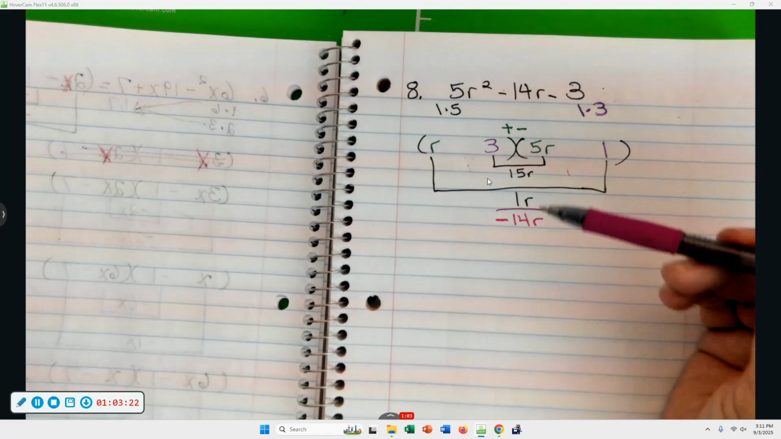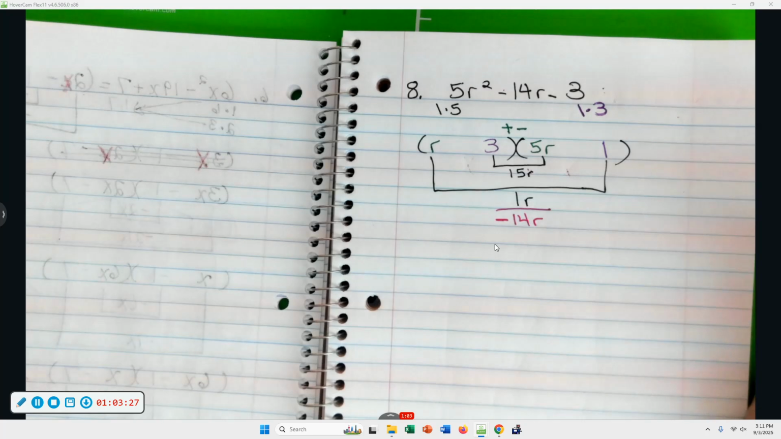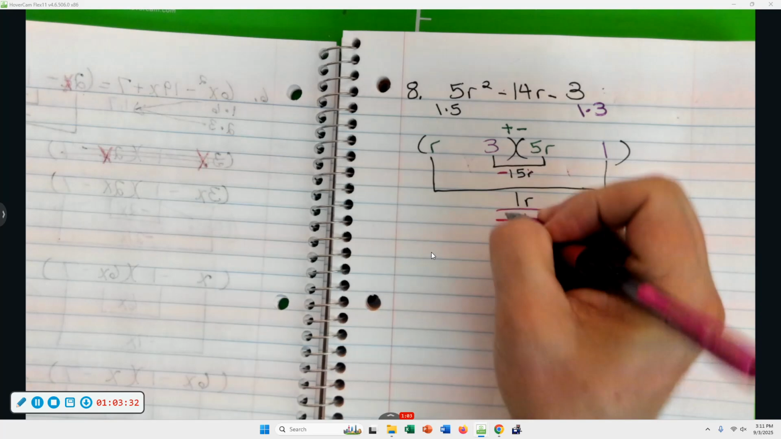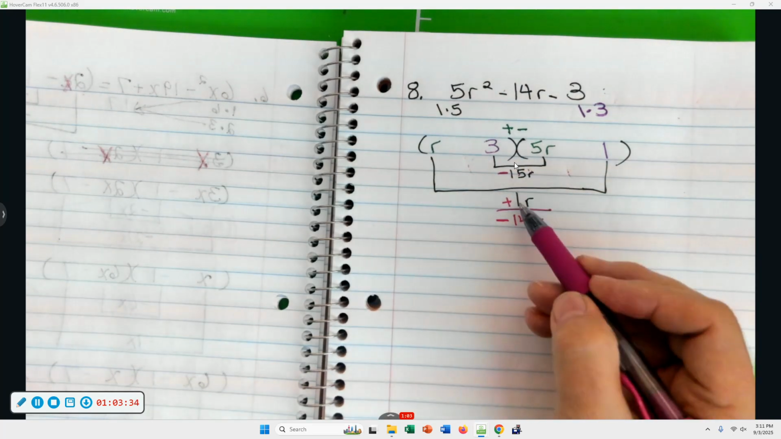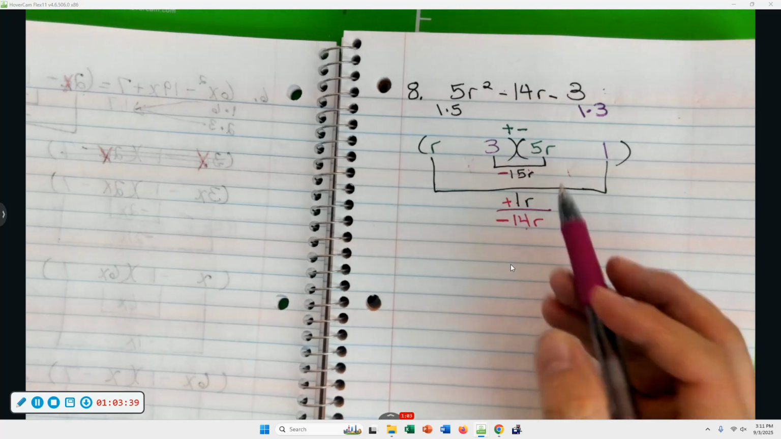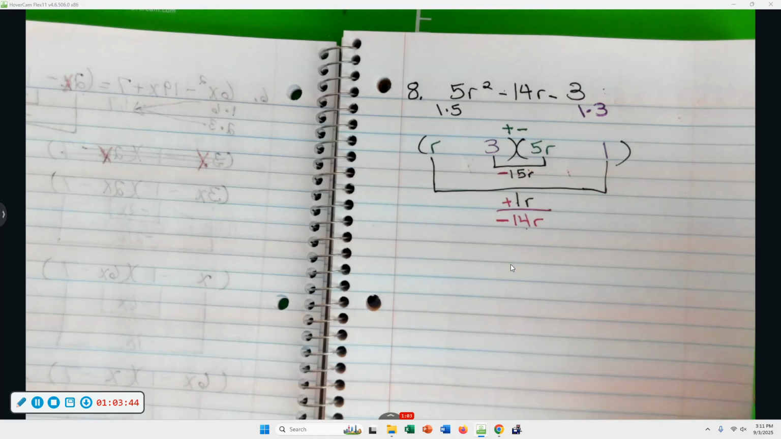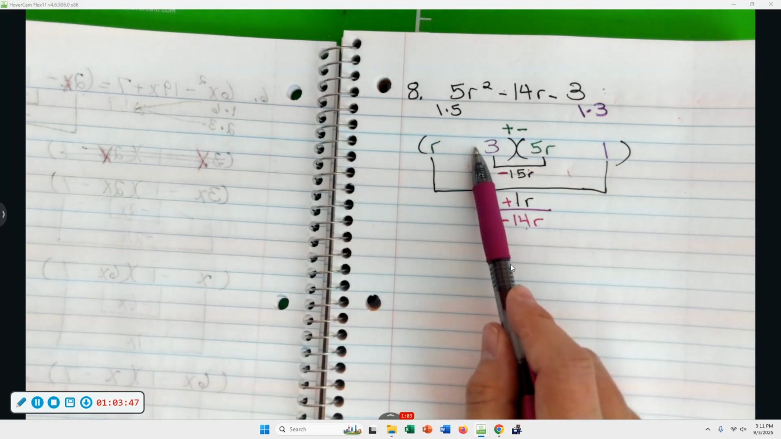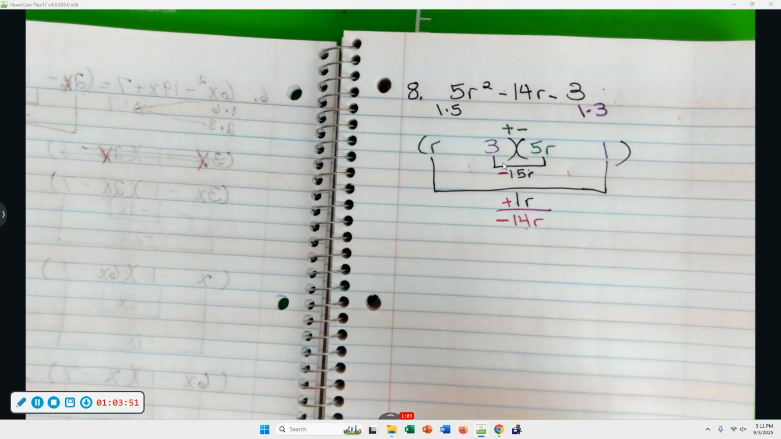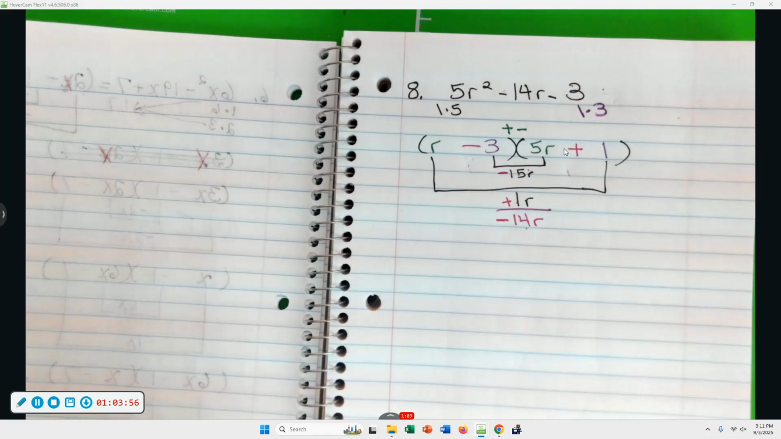So which of these numbers, 15R or 1R, needs to have the minus sign? The minus sign goes on the bigger number. Negative 15 plus 1 gives us a negative 14R. So to get a negative 15R, where should I put the minus? Do I put the minus in front of the 3 or in front of the 1? Put the minus in front of the 3. That means we have a positive in front of the 1.